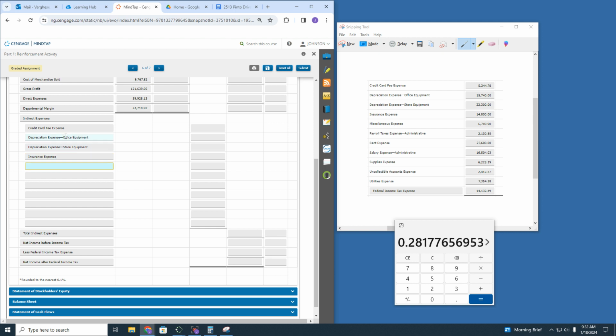And then I'll fill in those amounts. Oh, this is payroll tax expense administrative. So this I could not, like, let's see. Do they give me that choice?